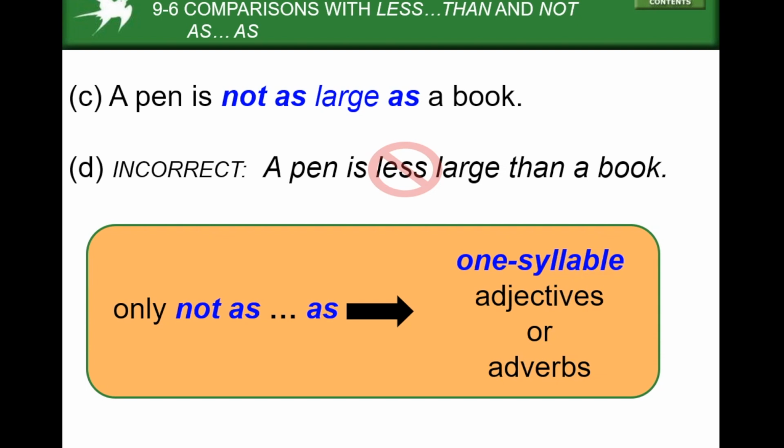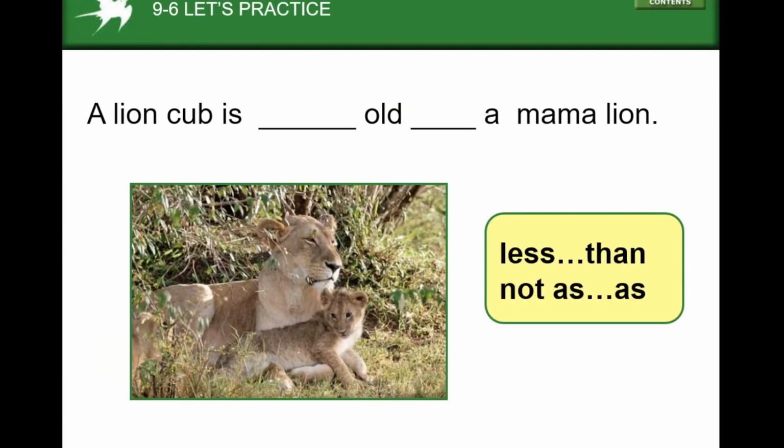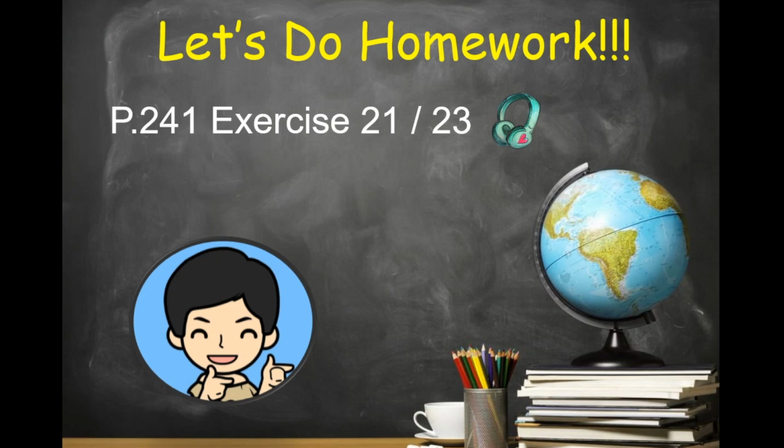Now let's practice. A lion cub is not as old as a mama lion. Here the adjective is one syllable, old, so we use not as. Next. A lion cub is not as strong as a mama lion. Now let's move on to our homework.